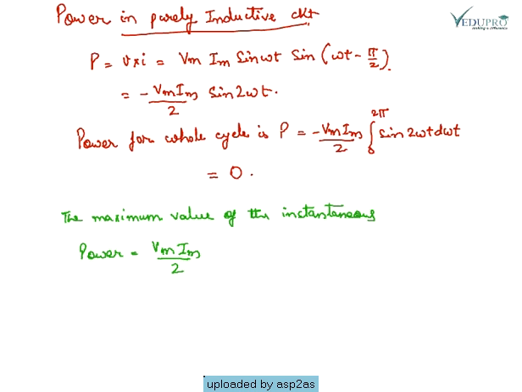Okay, so power in a purely inductive circuit, power is V into I, and it is given by this. But power for the whole cycle is 0, but the maximum instantaneous power is Vm Im upon 2.